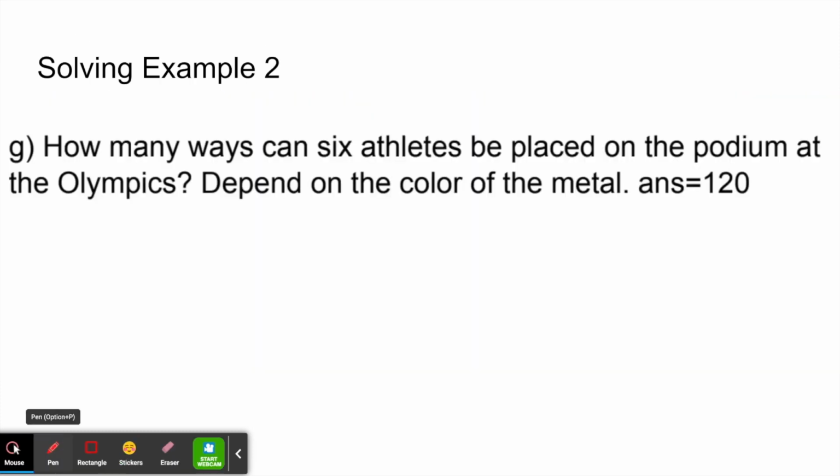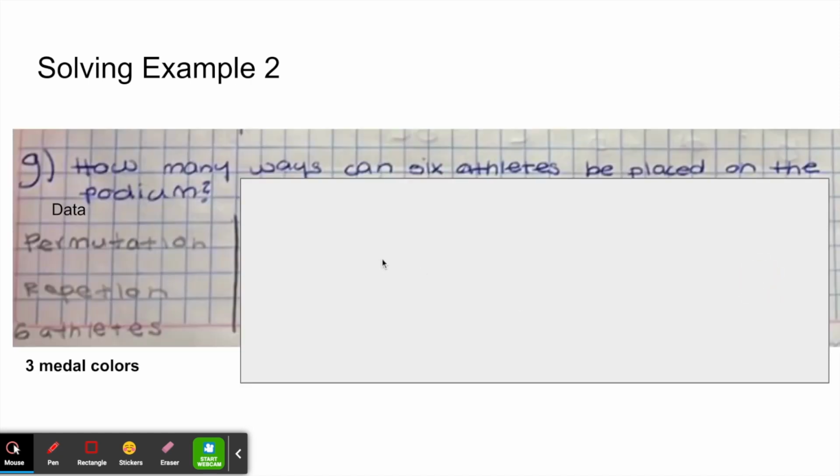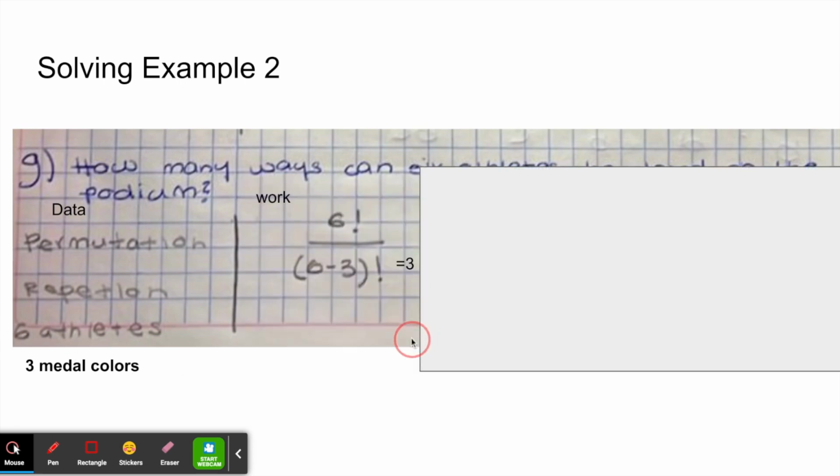Number 2 reads as follows. How many ways can 6 athletes be placed on the podium at the Olympics, depending on the color of the medal? Okay. So we'll start off with the data. The data in this word problem is, as we know, it's a permutation word problem. There is no repetition. There are 6 athletes, which is the total number of the set, and there are 3 medals, which is the selected number on the set.